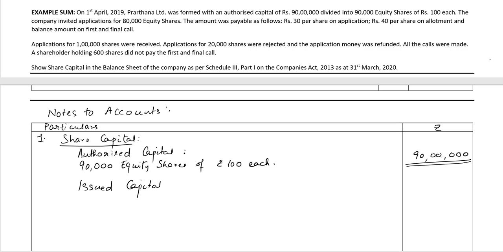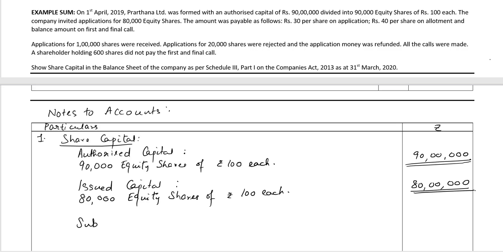Let's go on to the issued capital. Number of shares issued by the company is 80,000 equity shares of rupees 100 each, which is 80 lakh rupees, with a double underline. Let's go on to subscribed capital.